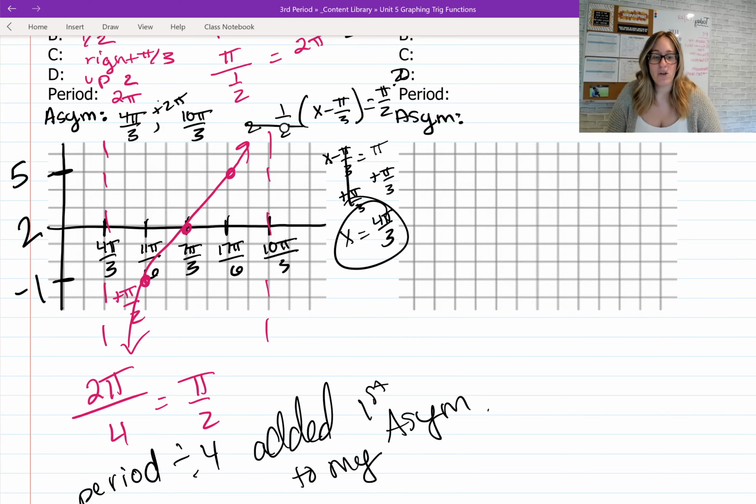Now, if you do want to check out what it looks like in the calculator, you can. I'm going to pull it up just to show you guys how you can check your work, because you can check your work a little bit with your calculator. It's not the easiest thing to do, but it kind of works.